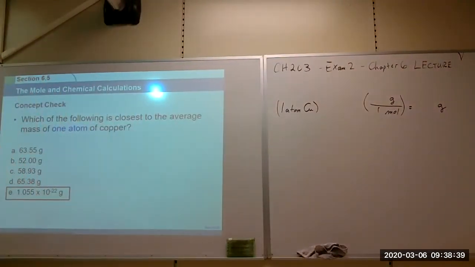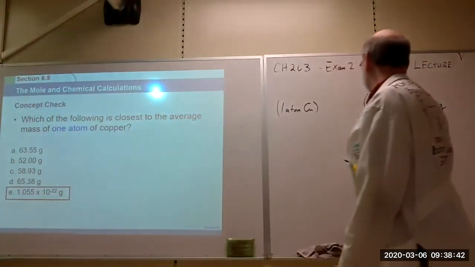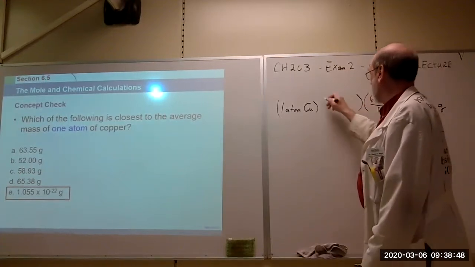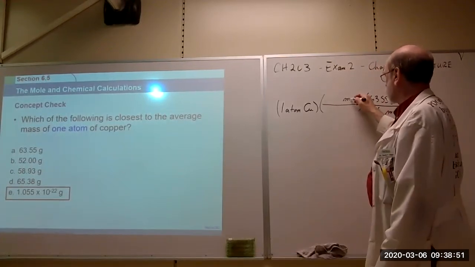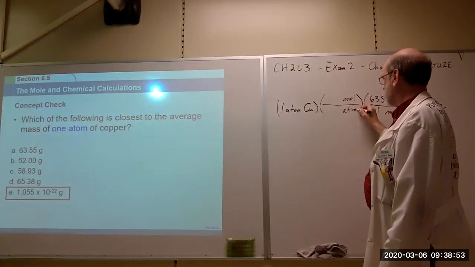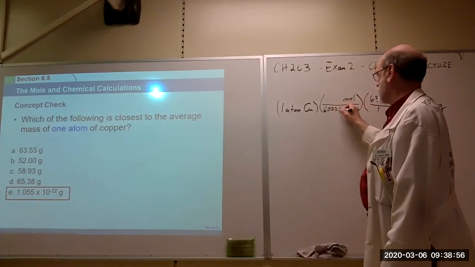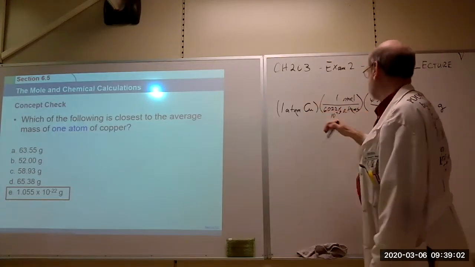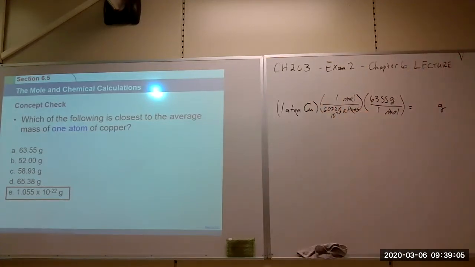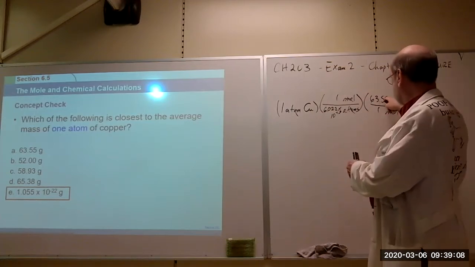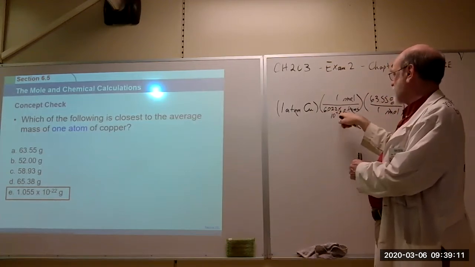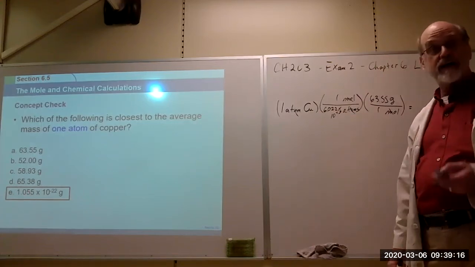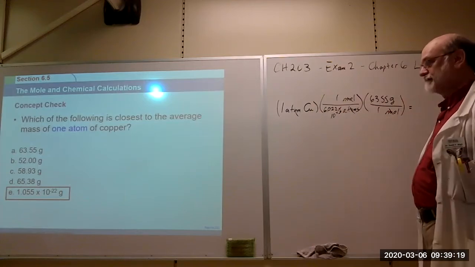6355. Okay. And now we know a relationship between moles and atoms: Avogadro's number. Now we've got grams, and we just do the calculation. Divide 63.55 by 6 times 10 to the 23rd, and you get this really, really small number. That's what each atom weighs.